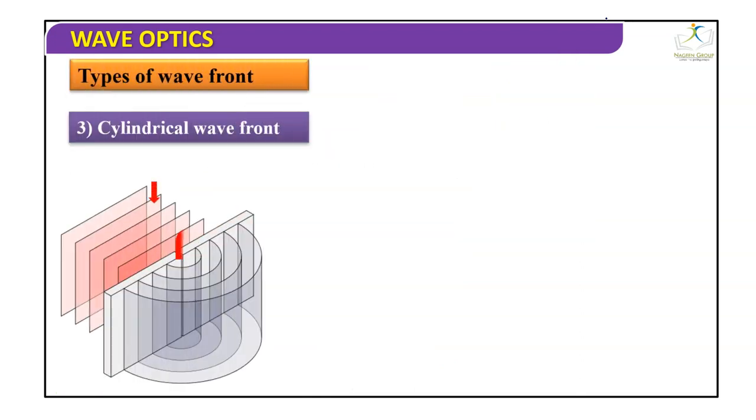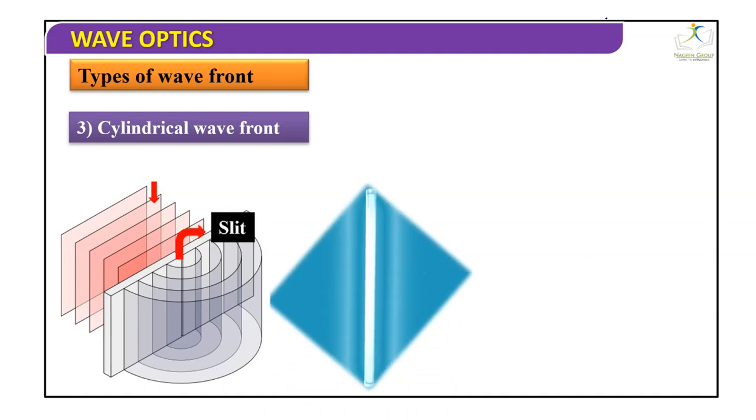Cylindrical wavefront. If I'm taking a slit, what you have to do to make a slit is take a piece of paper and make a scratch on it. Light passing through that scratch has this form. Or you can take a box and make a particular mark on it.